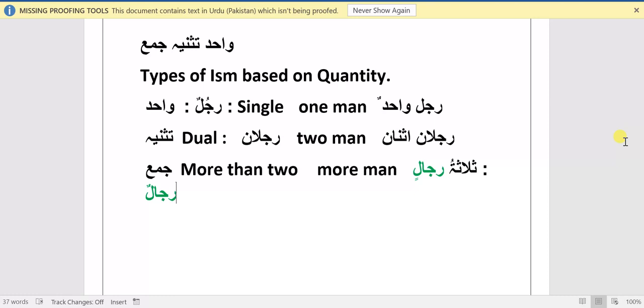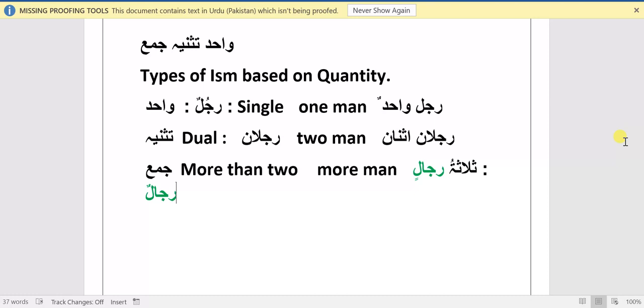But if we have not given any specific number, we meant to say only that there are more men. Then at that time we have to use the concept of jama. We have to use rijalun, not using the Arabic number systems like 5 men or 10 men. So that's the difference between using the Wahid Jama to call more than two, or using the number to give the exact meaning. Because there is a very huge difference.